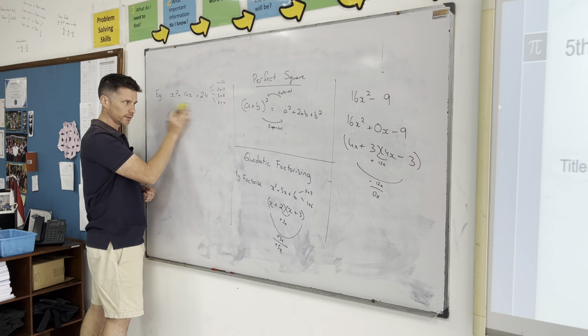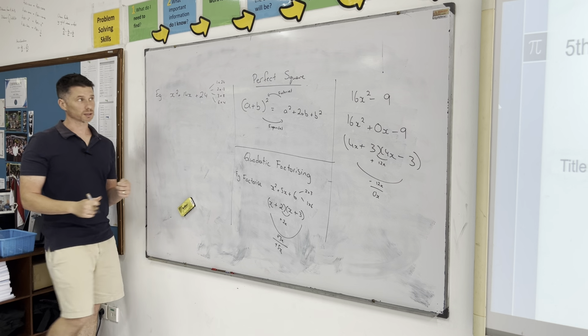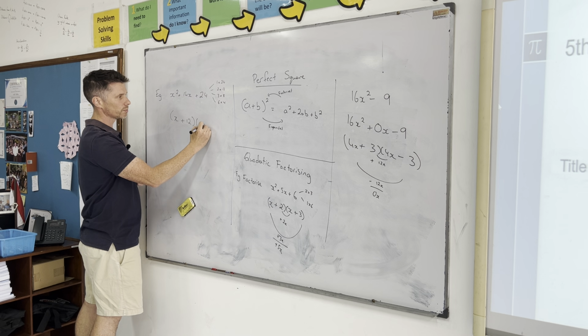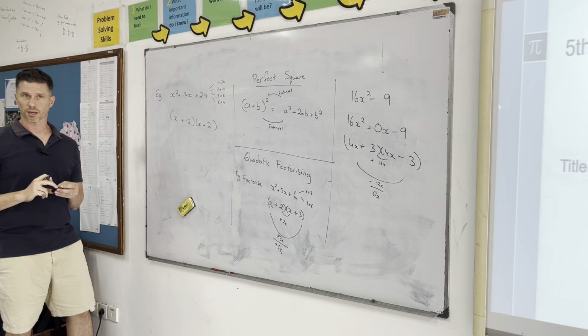Looking at it, which one should we pick? 12 and 2 makes sense. So x plus 12, x plus 2. We can do our tests on it, but I think you'll get 14 factorized.